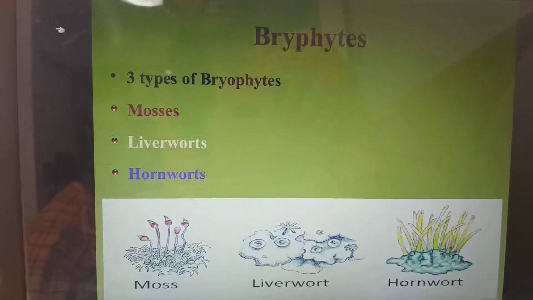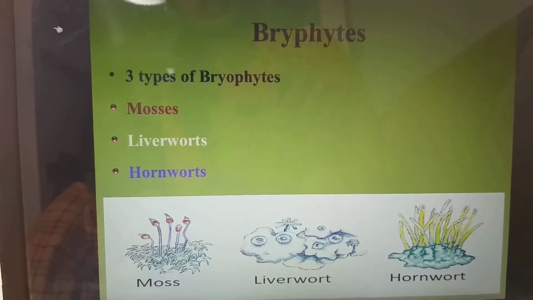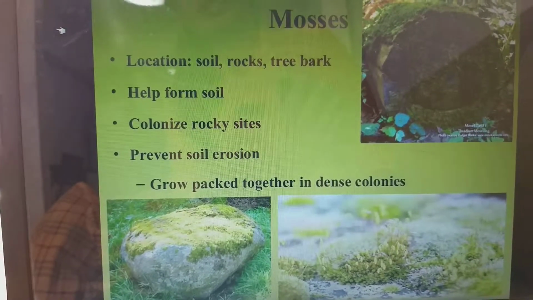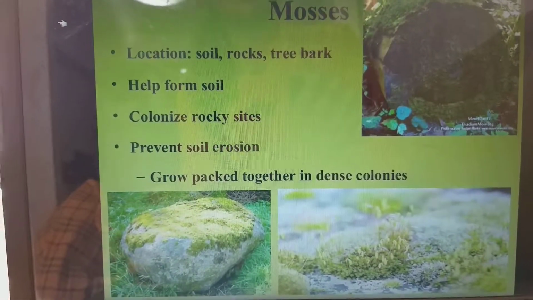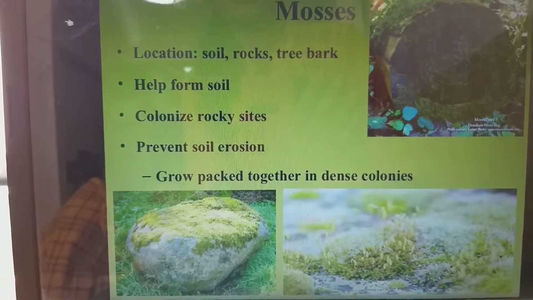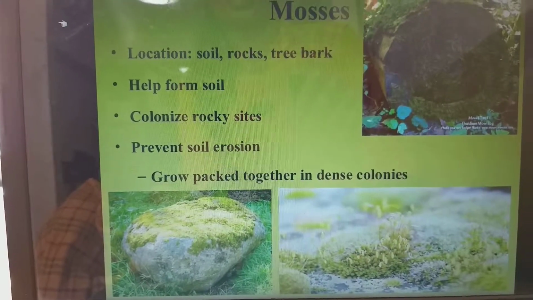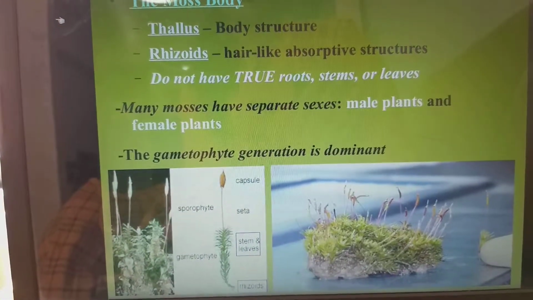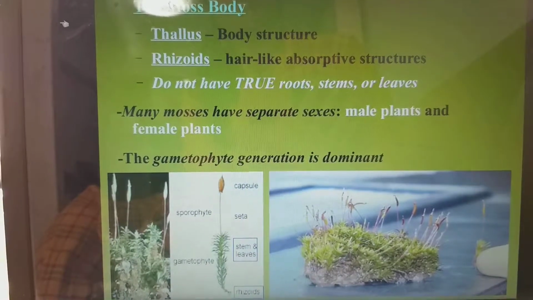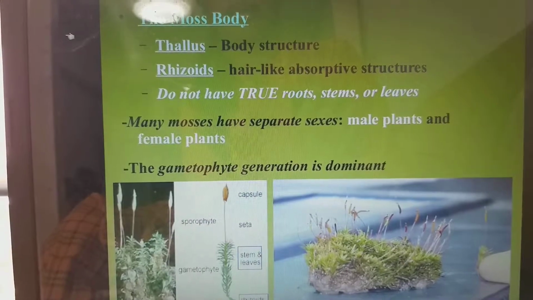Coming to types of bryophytes. We have three types of bryophytes: mosses, liverworts, and hornworts. Coming to mosses. Location: these are located mostly in soil, rocks and tree bark. They help to form soil, colonize rocky sites, and prevent soil erosion, growing packed together in dense colonies. The body structure has rhizoids, which are hair-like and absorptive, so they do not have true roots, stems or leaves. Many mosses have separate sexes, male plant and female plant.